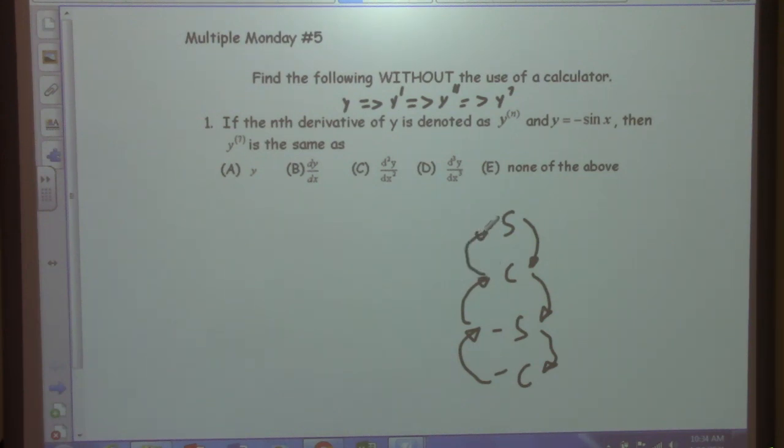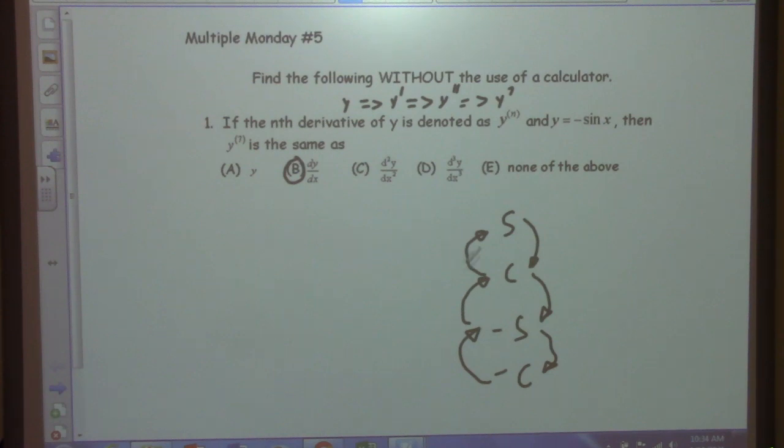So in this case, we're given negative sine, right? And we're told 7. So if we make 7 cycles through here, where does that go? 1, 2, 3, 4, 5, 6, 7. So we get negative cosine. That's going to be the same as the first derivative, right? So it should actually be this one right here, which is the first derivative dy/dx. Does that make sense?